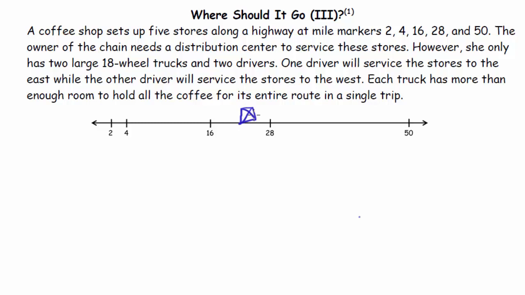She will have one truck that will drive to the west, drop off some coffee, then keep driving, drop off some coffee, and then keep driving, and then turn around. Then another driver will service these stores to the east. So this driver might come here, stop, drop off some coffee, and then continue all the way out here, then turn around. So we want to find where we should put this distribution center so that the driver that goes to the west would drive the same distance as the driver that goes to the east. And you looked at this last time in class, and you discovered that this should be at mile marker 26. If we put it at mile marker 26, this distance here would be 24, and the distance to the west would also be 24.